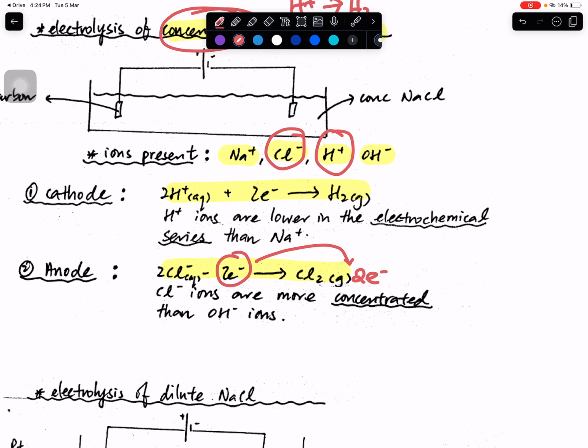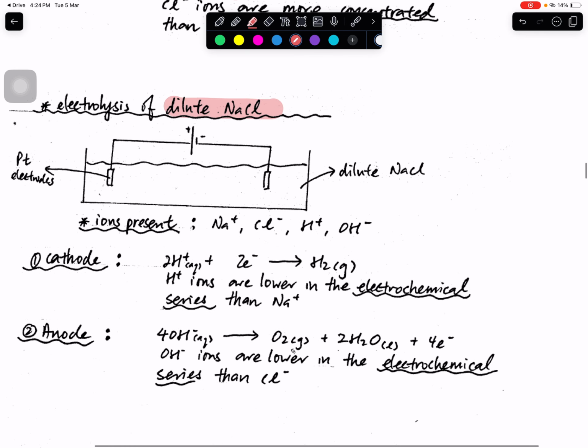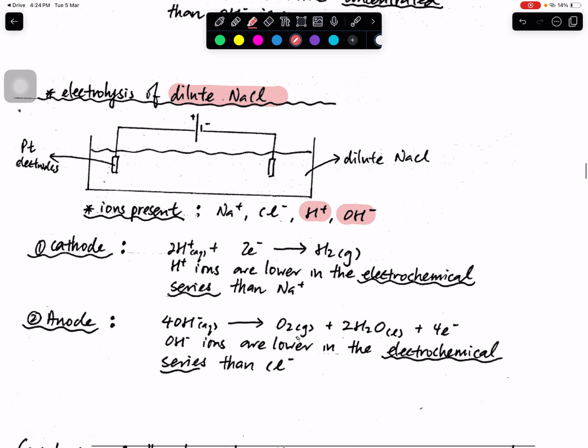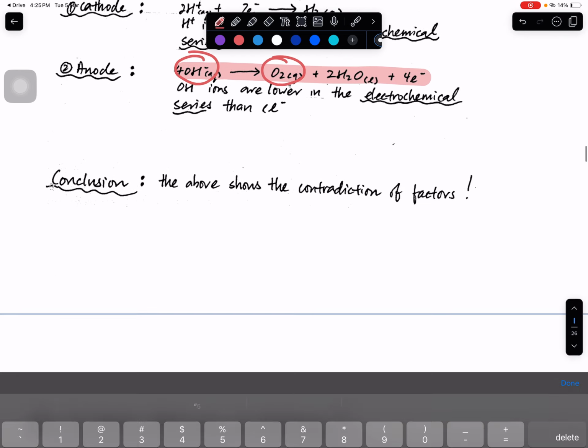And if, let's say, this was done using diluted NaCl, then in this case it will be your H plus and OH minus that will be discharged. If all is good, I just want you to pay attention to the equation on the anode. This one you have to memorize. Just always remember that OH minus produces oxygen. All right, so if all is good, let me just show you which question to continue on.